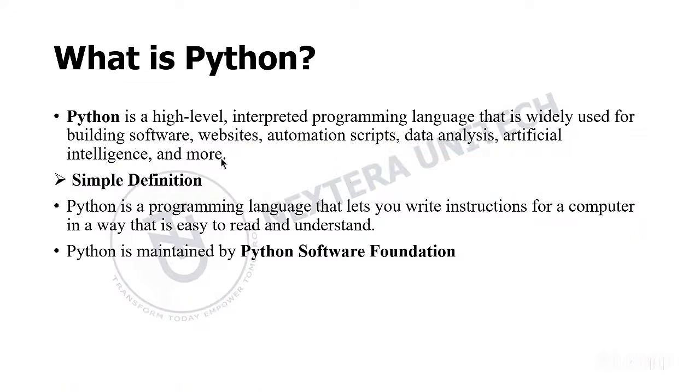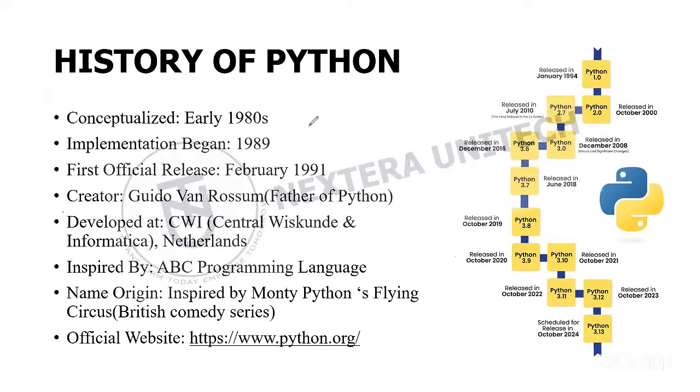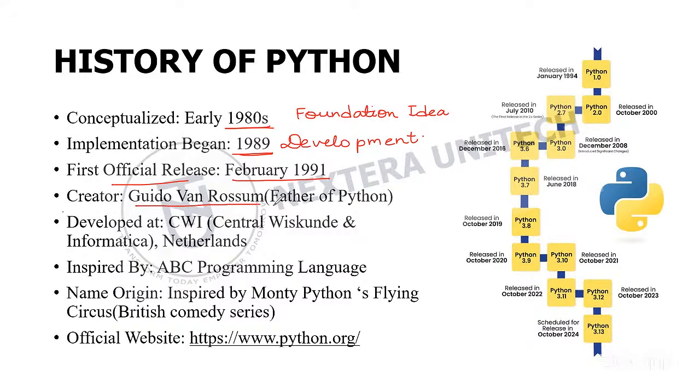Now let us know about the history of Python. The foundation idea of Python was laid in the 1980s, and the implementation and development of Python began in 1989. Python was officially released in February 1991, and it was developed by Guido van Rossum, who is the father of Python. He's the creator of Python, and it was developed at CWI, which is Centrum Wiskunde & Informatica, in the Netherlands. And the father of Python is a Dutch person, and Python is inspired by the ABC programming language. This is the predecessor of Python.